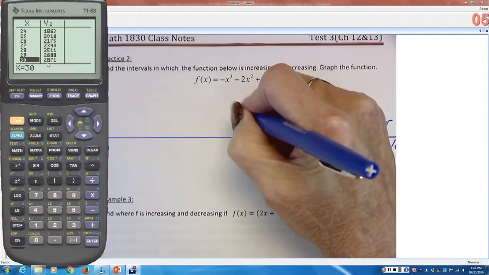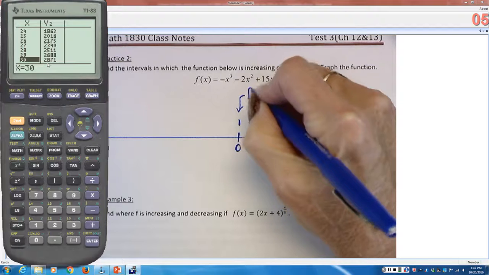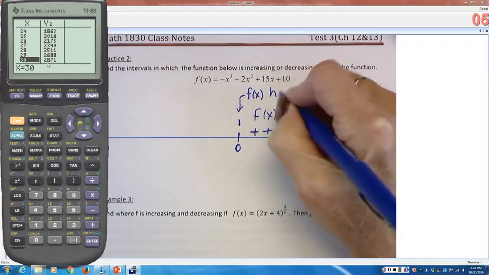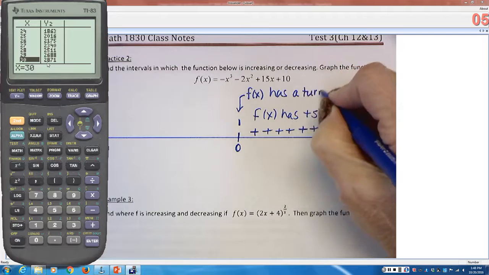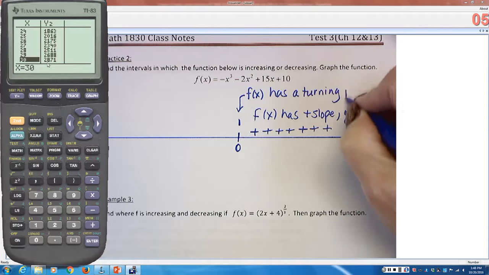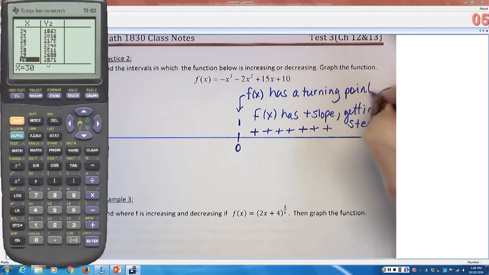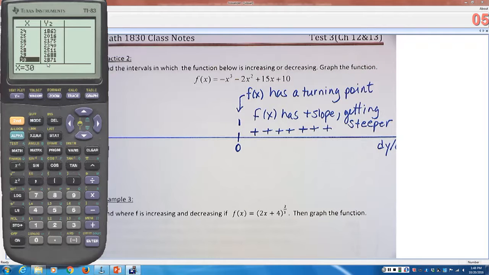And what's happening here is that f of x has a turning point. Right now, that's all I'm going to call it, is a turning point. I'm not going to call it a maximum or a minimum just yet. So now I'm going to go back to where we started from.